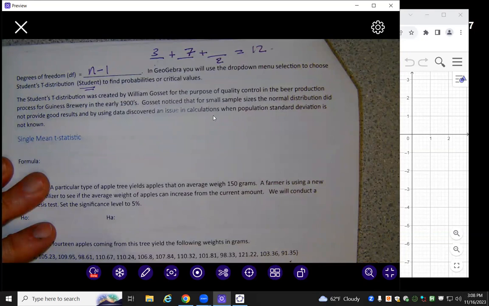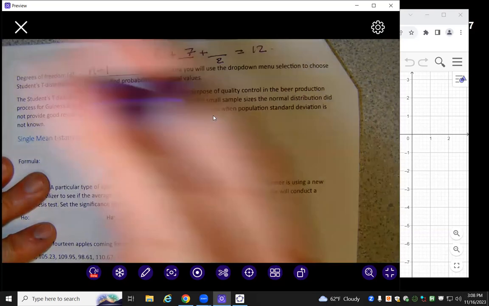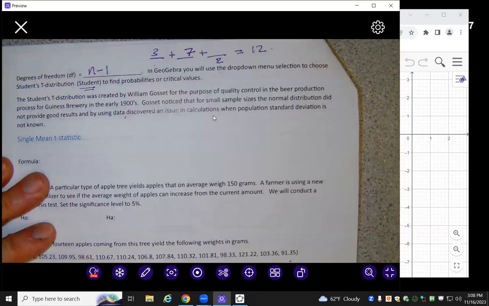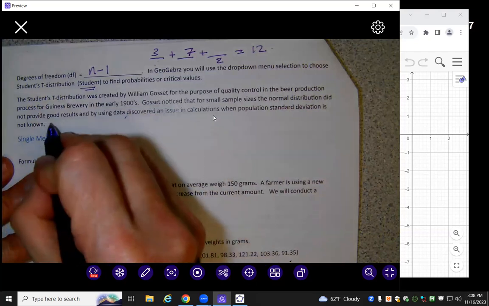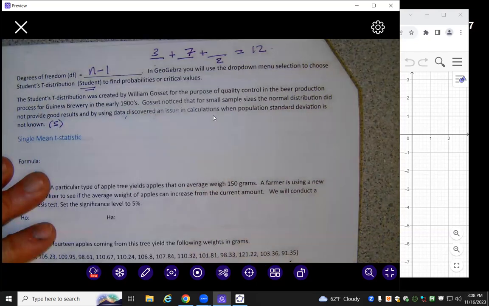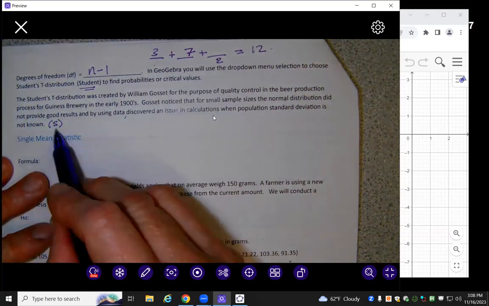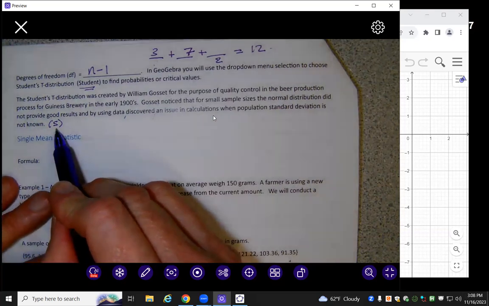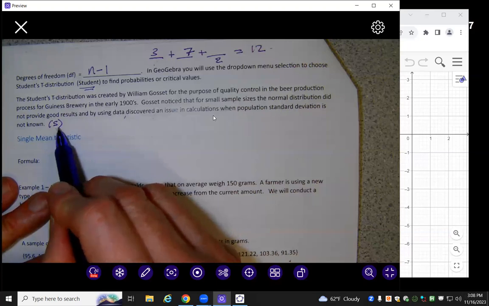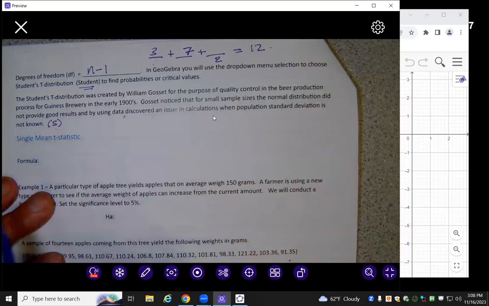Gossett noticed that for small sample sizes, the normal distribution did not provide good results, and discovered an issue in calculations when the population standard deviation is not known. Okay, so Gossett could not use the population standard deviation because he didn't know it. It was quality control, so he was using just the sample standard deviation and started running into a problem. Before that, other people would use S, but the sample sizes were large enough that this wasn't a problem. But when it's small, all of a sudden it becomes a problem.